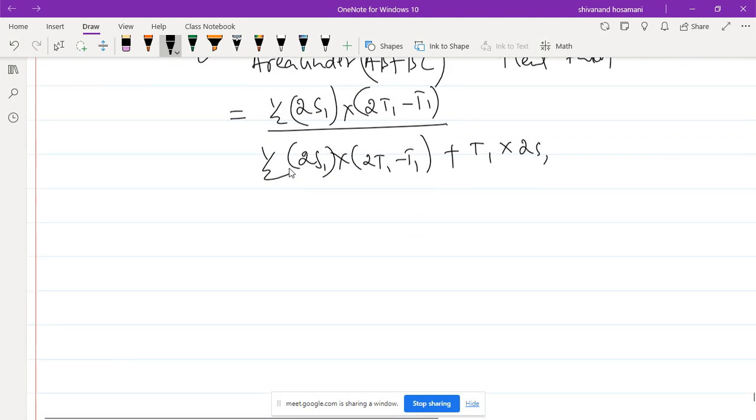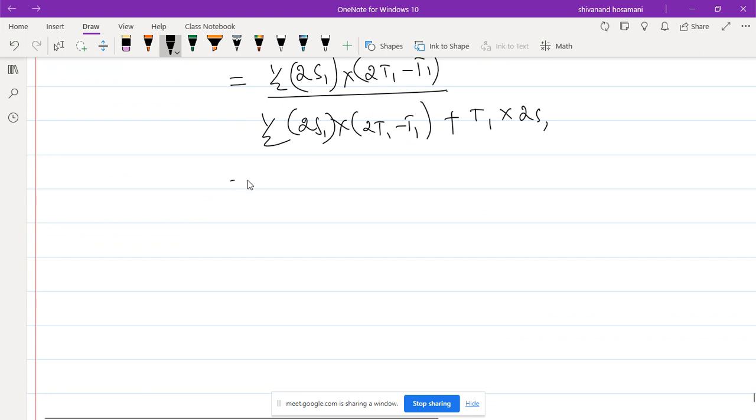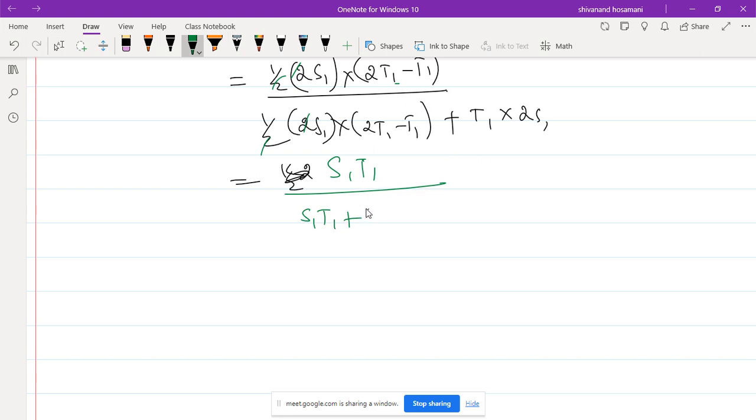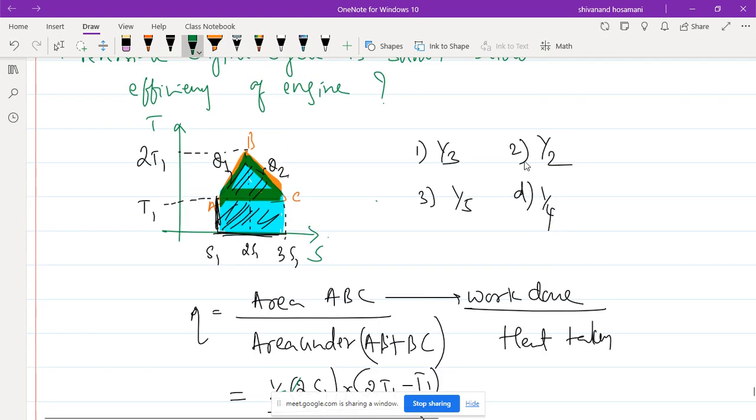Just check what comes: half times 2, the 2s cancel, S1 T1 cancel with S1 T1, leaving the answer 1/3. Yes, that is the efficiency, option A. Is that correct?